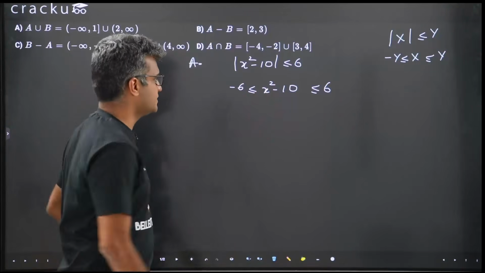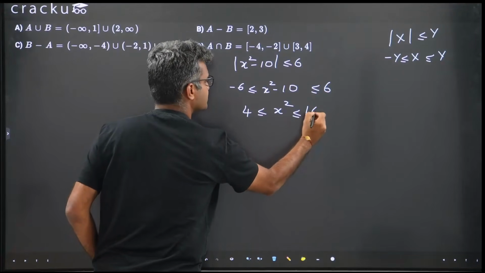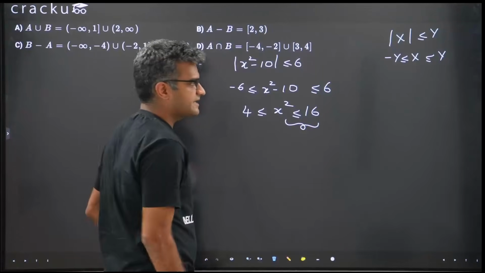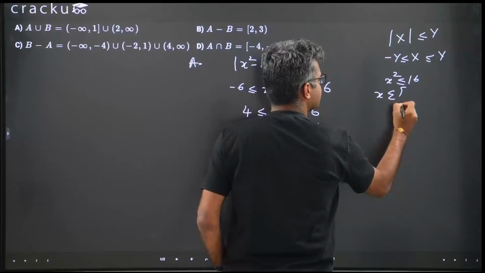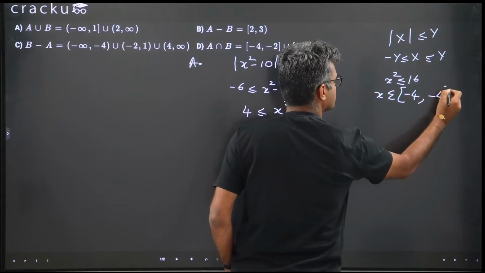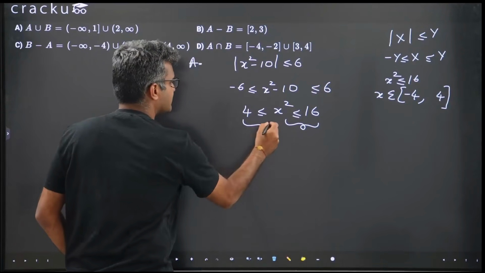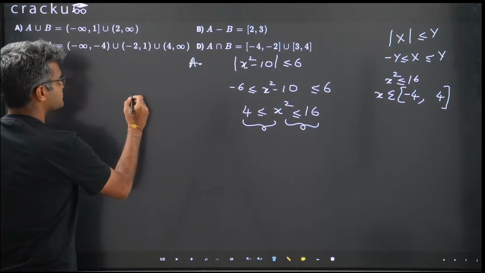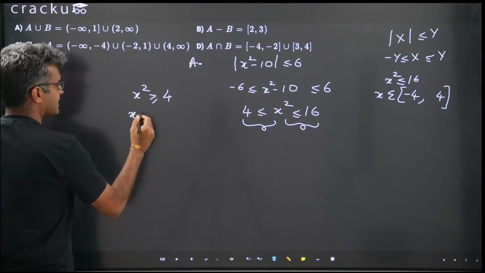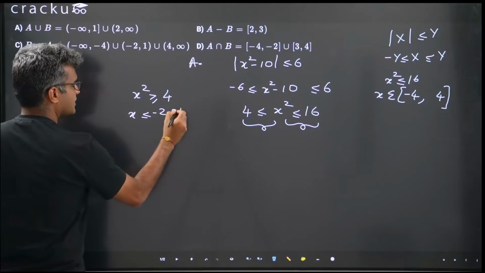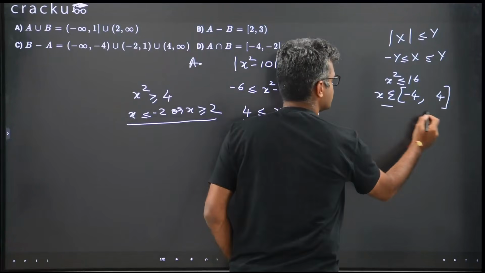If you add 10 to it, you are going to get 4 is less than or equal to x square is less than or equal to 16. This part of the inequality will tell us that x square is less than or equal to 16. So x will belong to minus 4 and plus 4. This part of the inequality will tell us that x square is greater than or equal to 4. So x will either be less than or equal to minus 2 or x is greater than or equal to 2. This has to be true and this has to be true.